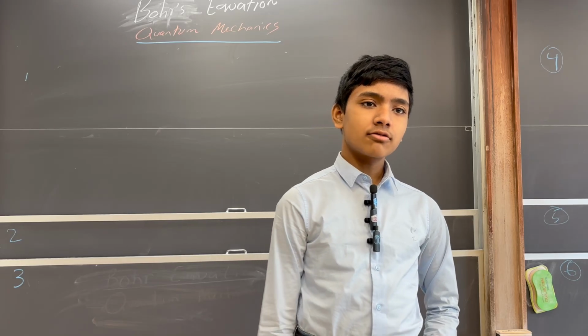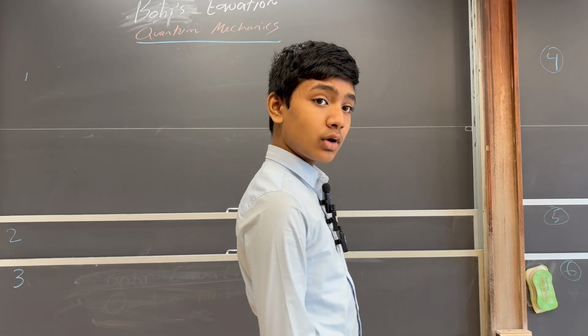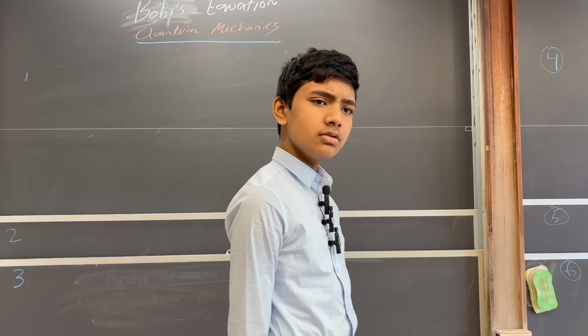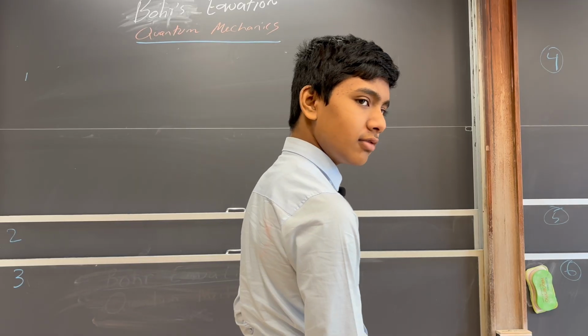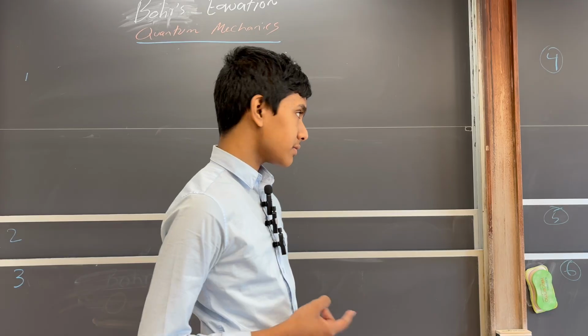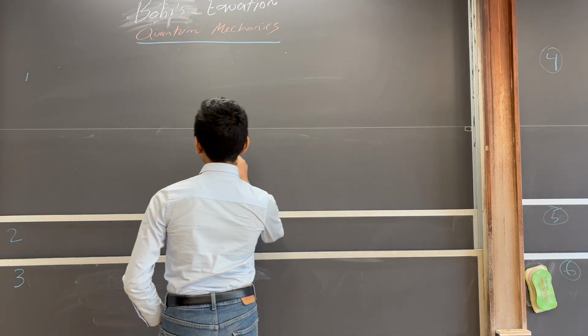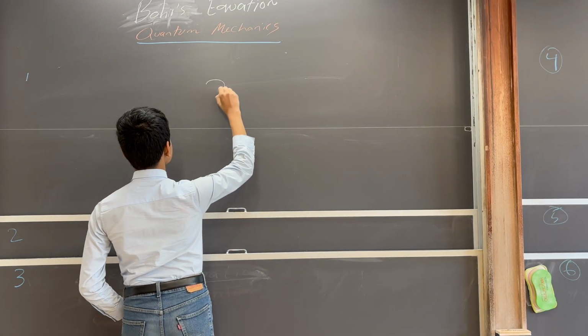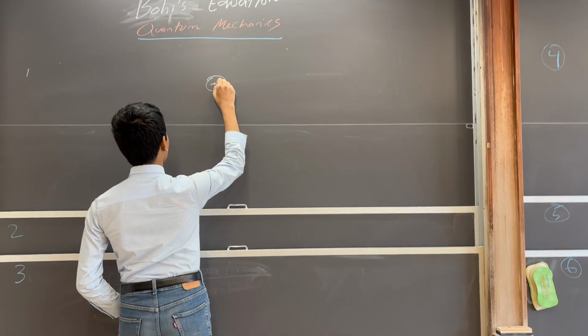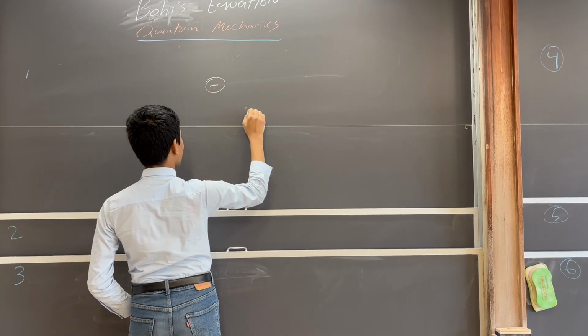Today, we'll be fully deriving Bohr's equation in one lecture. So, what is Bohr's equation? Well, let's start with the hydrogen atom. The hydrogen atom, as you hopefully know, has one proton and one electron orbiting it.